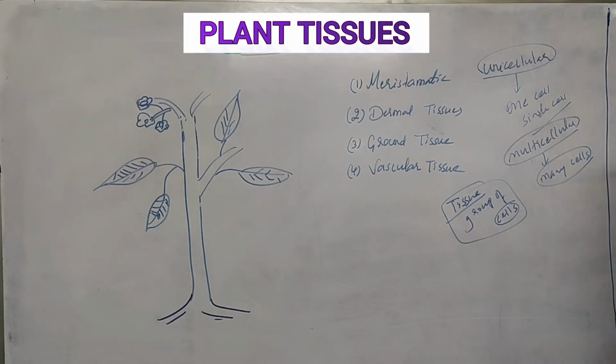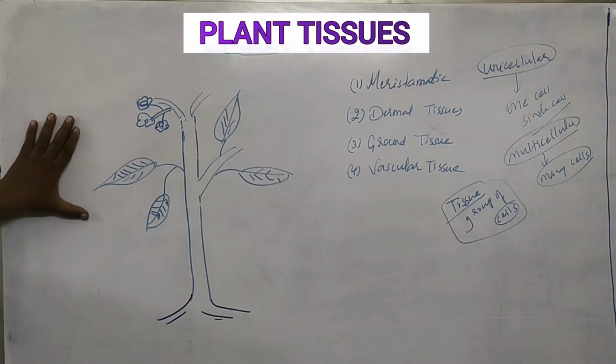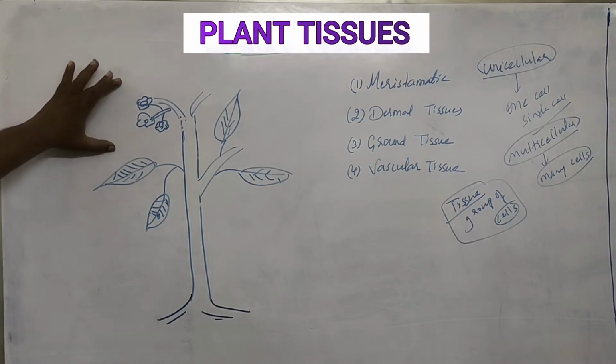First of all, we will go ahead with the plant. We will see what different tissues are present in it and what the functions of these particular tissues are. That is what we are going to see. Now you can all see this particular plant. It has many functions.